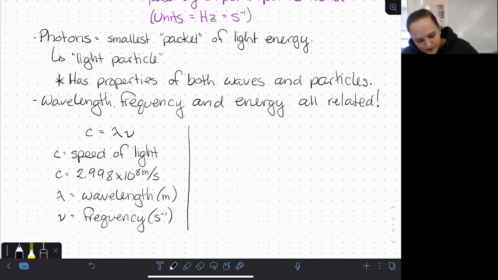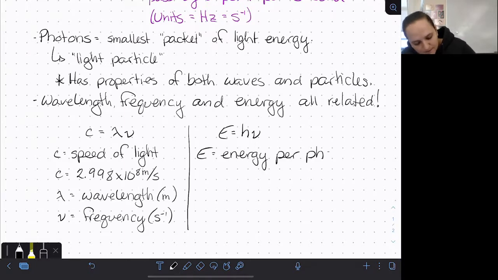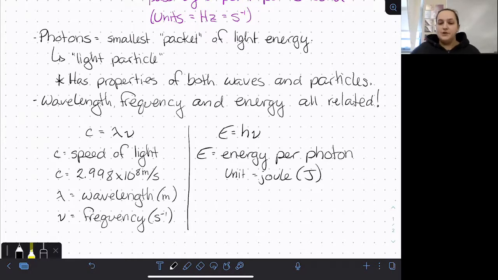Then we also have a relationship between energy and frequency. E is the energy per photon of light, and it is in units of joules, which is symbolized by the capital letter J. The joule is the SI unit of energy. You'll see it a lot going forward in chemistry.